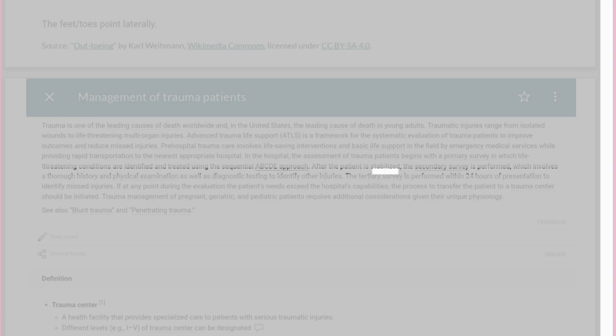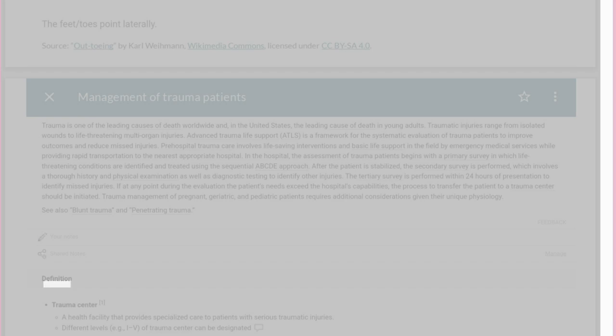After the patient is stabilized, the secondary survey is performed, which involves a thorough history and physical examination as well as diagnostic testing to identify other injuries. The tertiary survey is performed within 24 hours of presentation to identify missed injuries. If at any point during the evaluation the patient's needs exceed the hospital's capabilities, the process to transfer the patient to a trauma center should be initiated. Trauma management of pregnant, geriatric, and pediatric patients requires additional considerations given their unique physiology. See also blunt trauma and penetrating trauma.